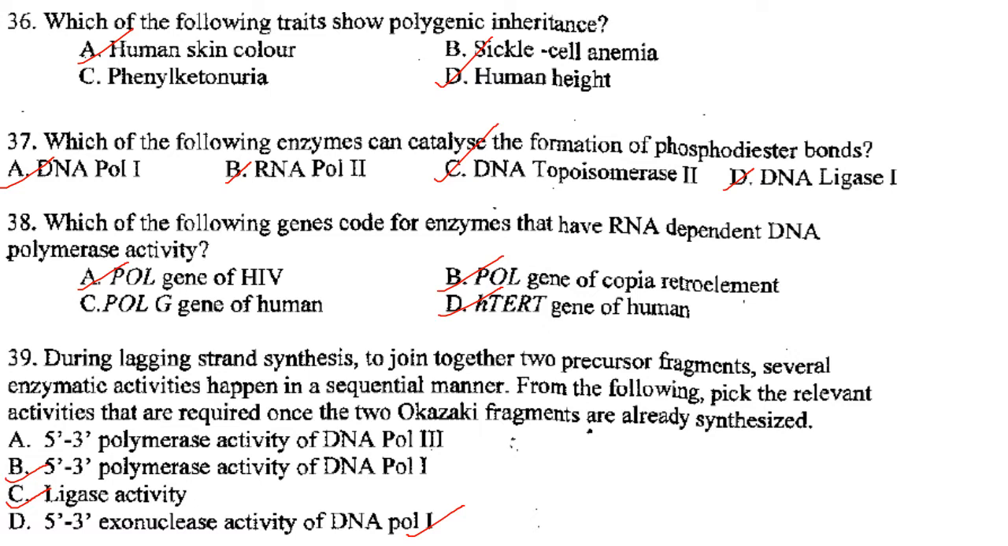Then during lagging strand synthesis, to join together two precursor fragments, several enzymatic activities happen in a sequential manner. From the following, pick the relevant activities that are required once the two Okazaki fragments are already synthesized. So 5' 3' polymerase activity of DNA polymerase 3, no, it is polymerase 1. So B is correct. Then ligase activity, yes, that is also required. And 5' 3' exonuclease activity of DNA pol 1, that is also required. So B, C, D are required.